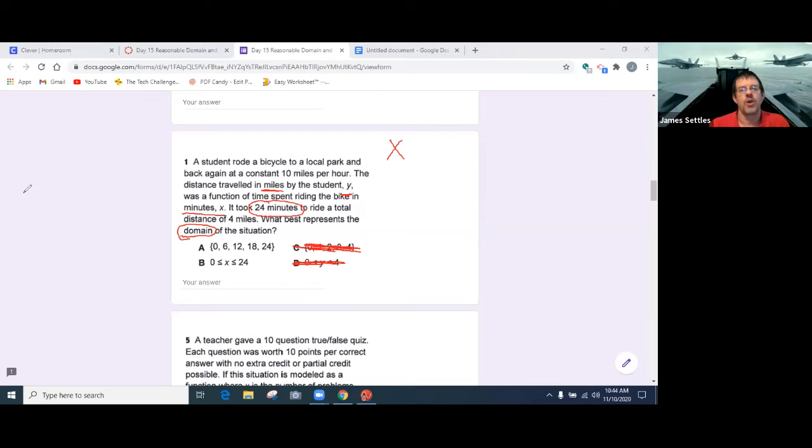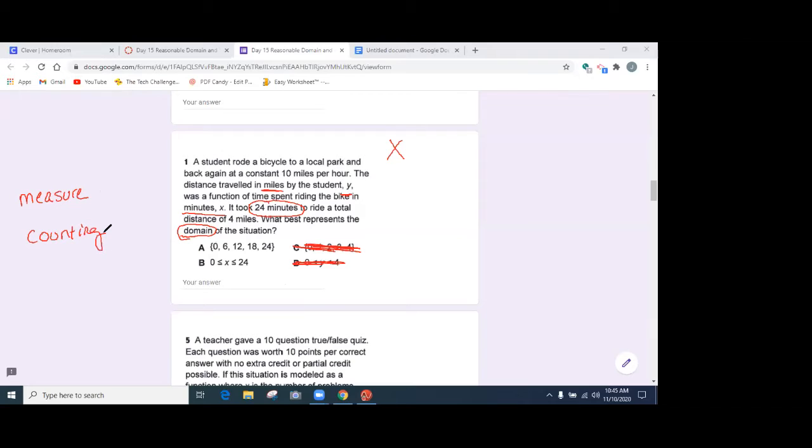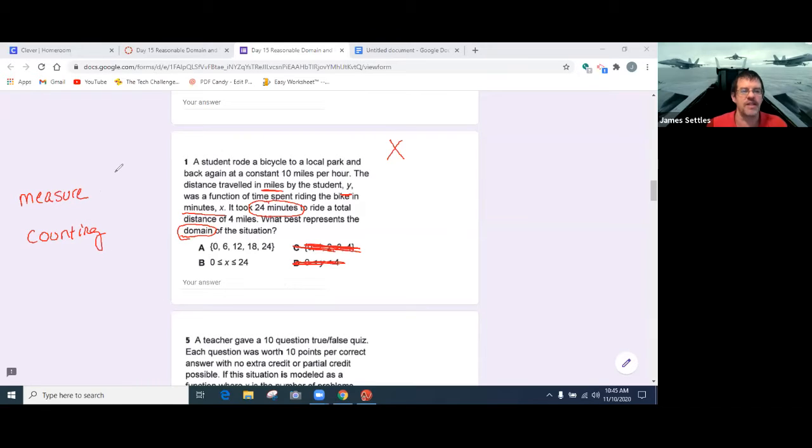We talked yesterday, we want to know if we are measuring something or if we are counting something. Measuring, very good. If we are measuring, then this is continuous, and continuous data looks like this right here. It goes from 0 to 24. Counting is discrete data, and discrete data is when they just list it. Think about minutes: we measure it with the clock, or with a stopwatch, right? But does time jump or does time go continuously?